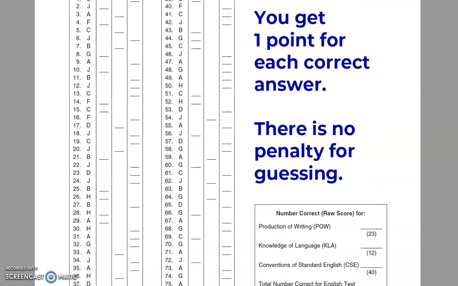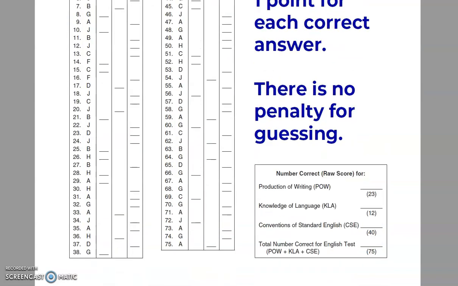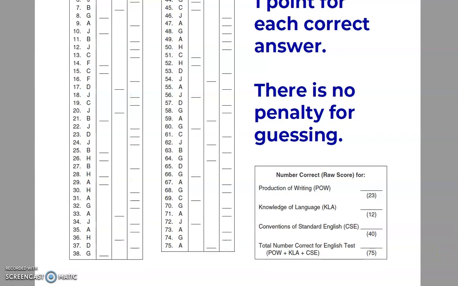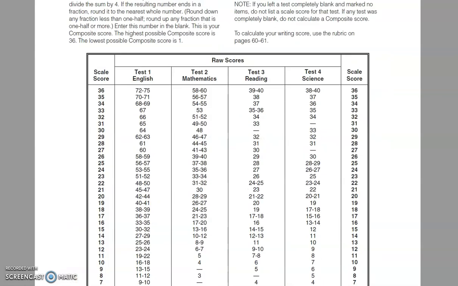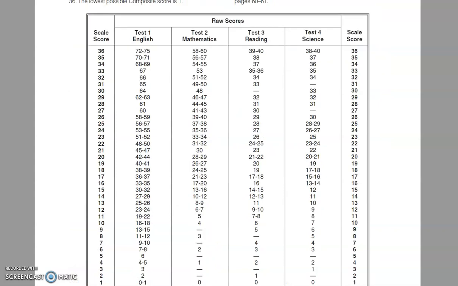You can even break it down into different categories to see, maybe I need to improve my knowledge of language. Now you'll do that for all four. The number correct is also called the raw score. So we got 60 correct on the English test. Plug that into the chart. 60, the scale score is 27.